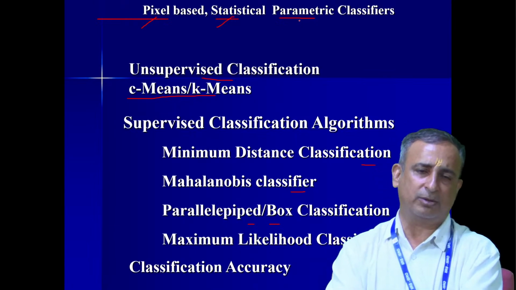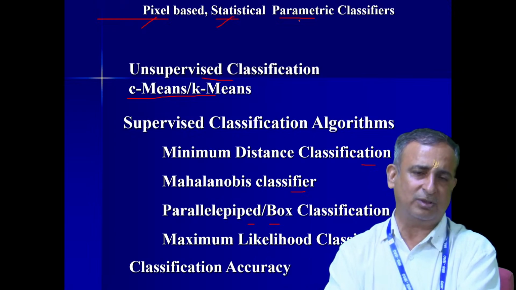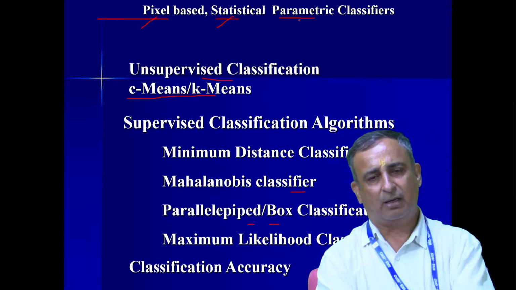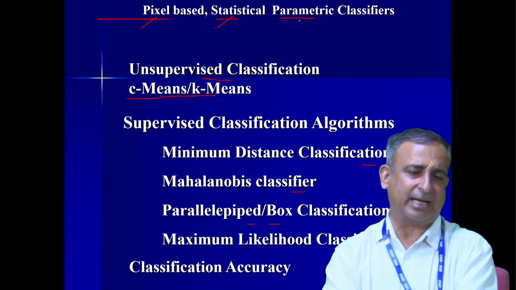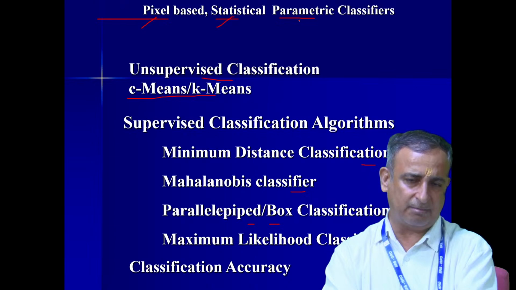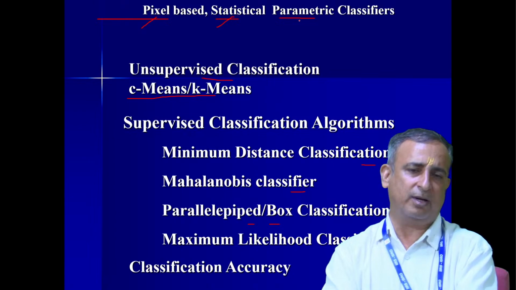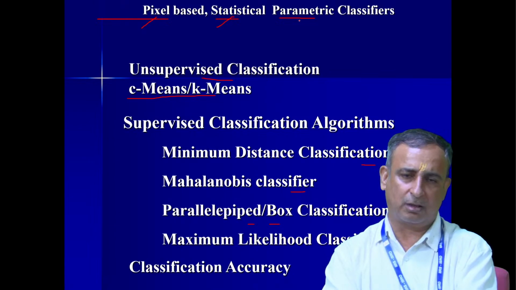Tomorrow I will talk about the classification accuracy. That means, using these algorithms we have generated the thematic map, and the question is, what is the accuracy of this thematic map? For that we have to apply a classification accuracy method, and the method developed is called the error matrix or confusion matrix. So tomorrow we will learn about the confusion or error matrix.